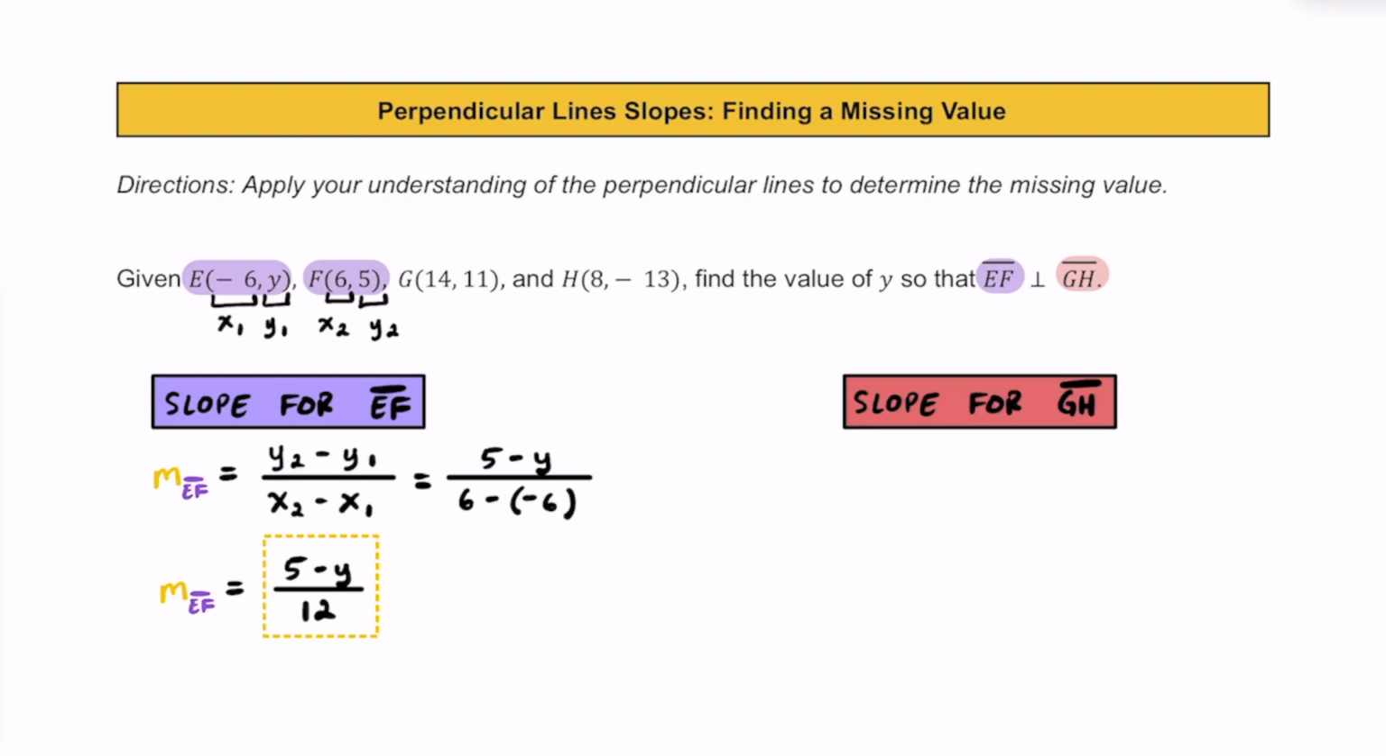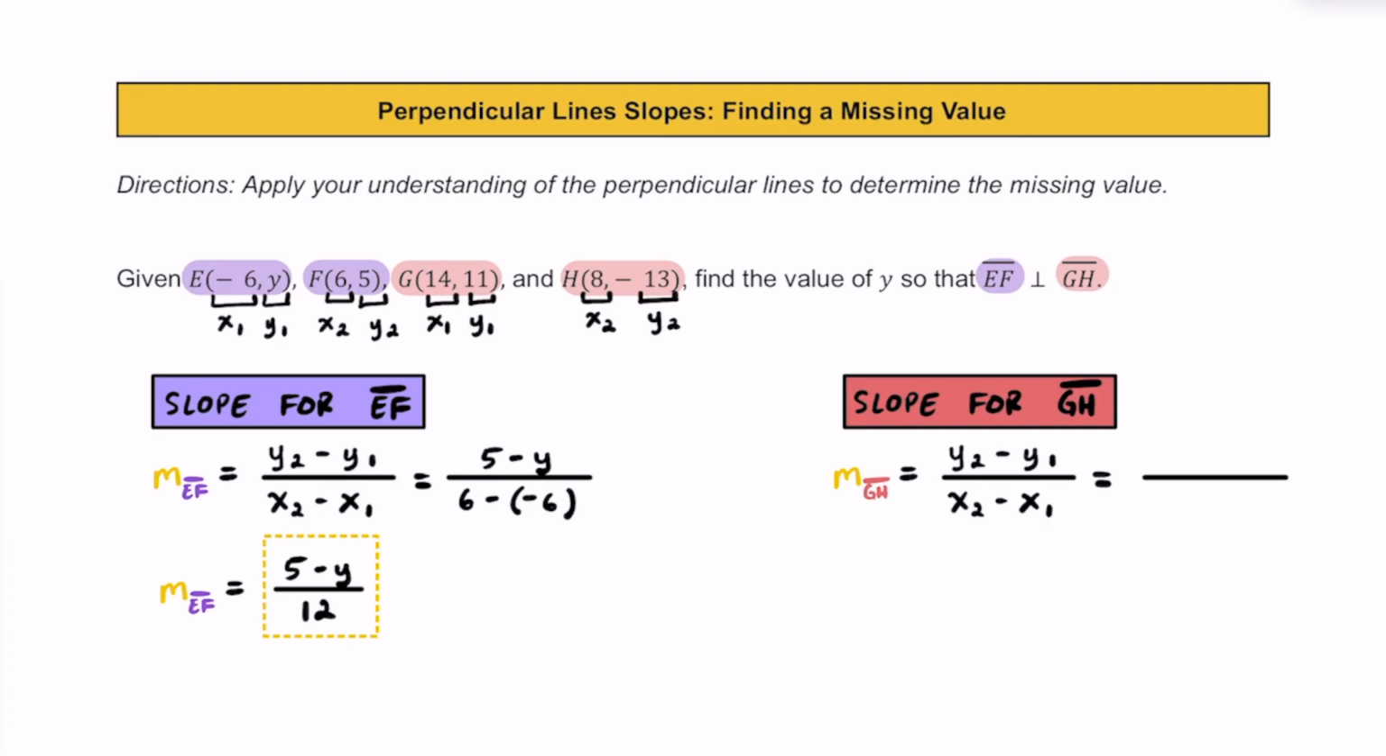Now let's take a look at segment GH. We have these 2 points right over here. And for this line, we can call the 14 and 8 x1 and x2, and the 11 and -13 y1 and y2. Let's use that information to find the slope for line GH. So using that same formula for slope, let's plug in those values that we have for G and H. And so we're going to get this expression right here.